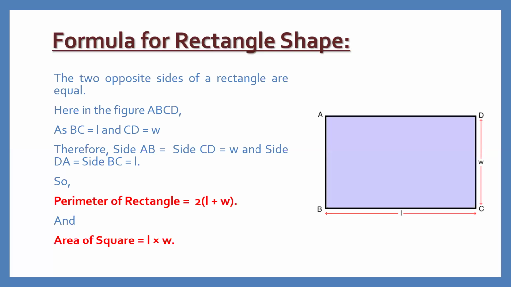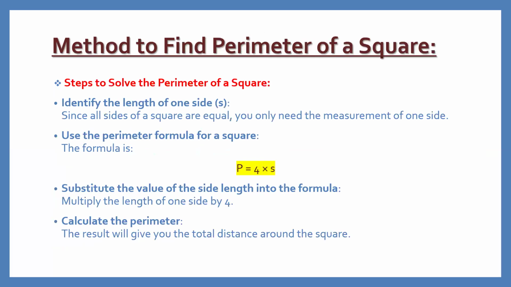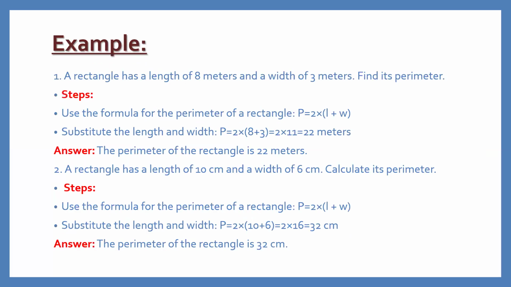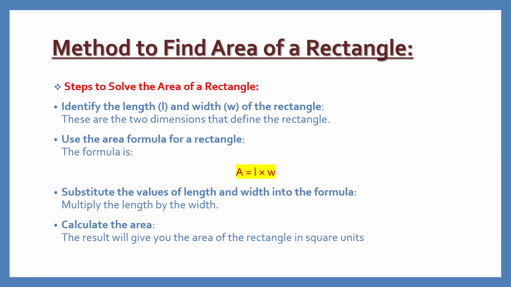Perimeter of a rectangle is 2 multiplied by length plus width. Area of a rectangle is length multiplied by width. Please don't get confused. Do remember properly. Only four formulas are here. I hope you have understood all the methods with the examples side by side.